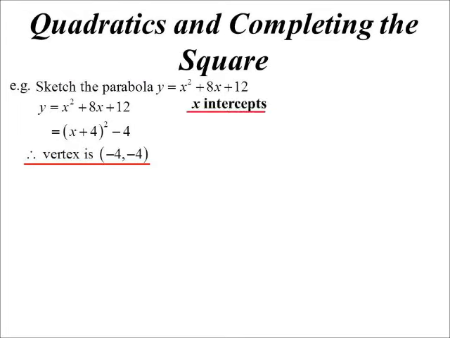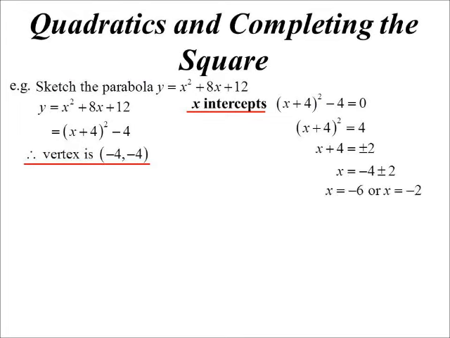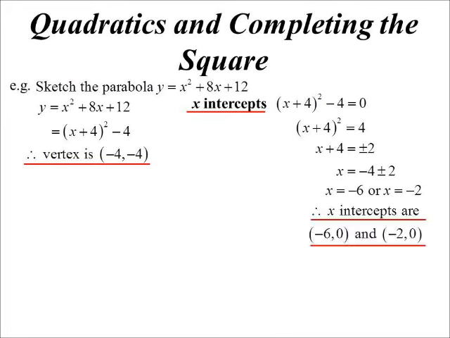X-intercepts, well, I can still solve it the traditional way, but now that I've got it as x plus 4 all squared minus 4 equals 0, I can say, oh, well, x plus 4 all squared is 4, so x plus 4 is plus or minus 2. I could do it that way. I probably wouldn't in reality, but it's an alternative.